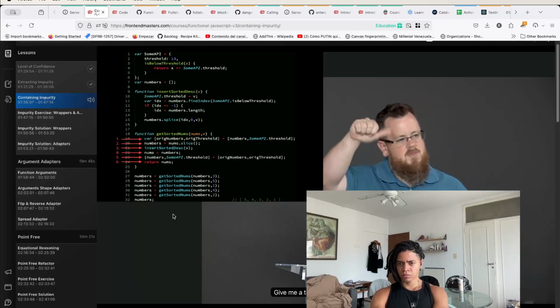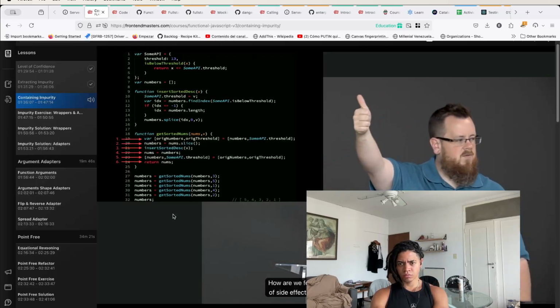How do you feel about side effects? Give me a thumbs up, thumbs down. How are you doing so far with this idea of side effects and pure functions?